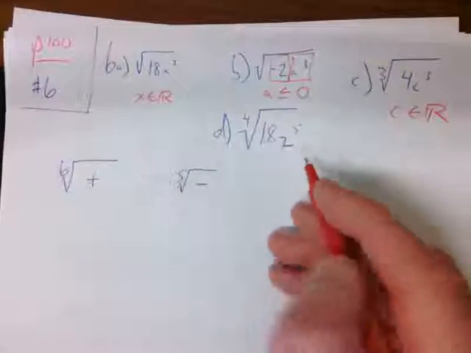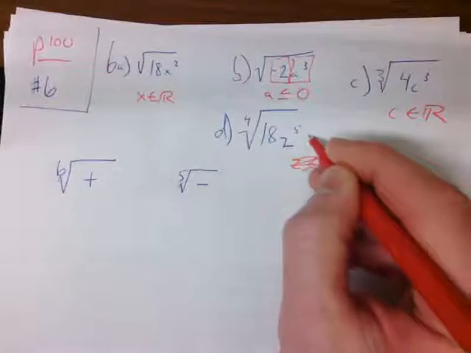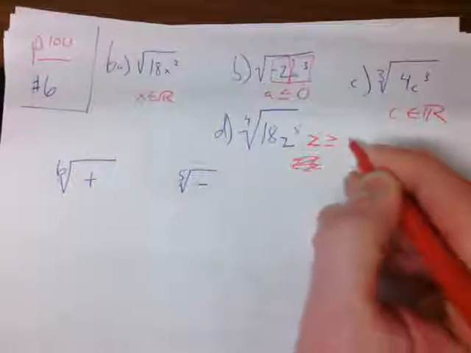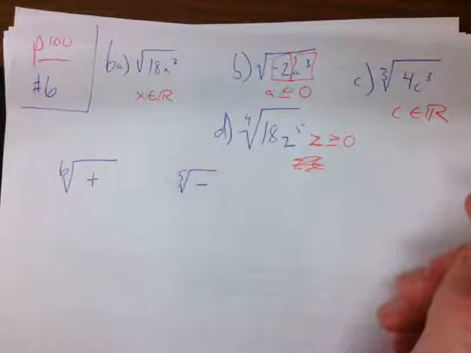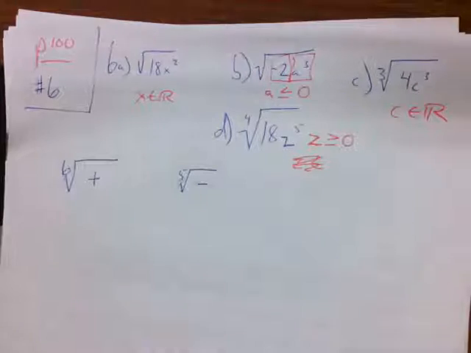It's the fourth root, so this one, oops. How do I do z? Z has to be greater than or equal to 0. Can't be negative. All right. Hopefully that makes sense.